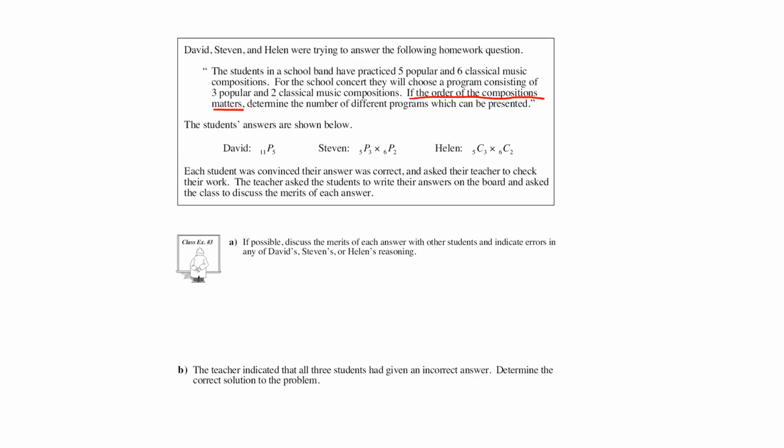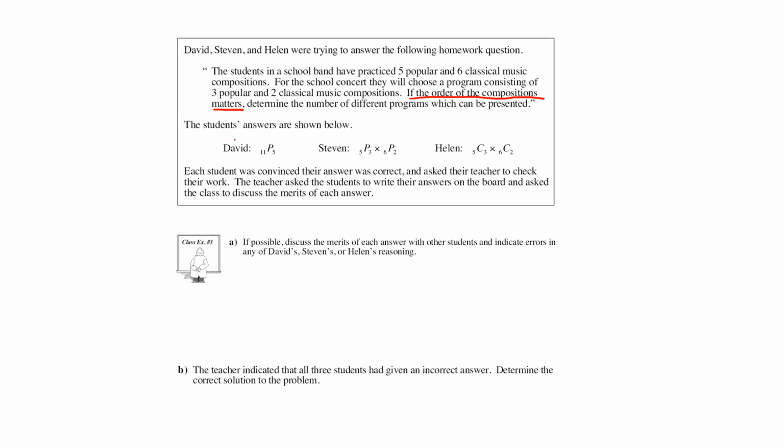So let's file that away. What we're asked to do is evaluate, analyze, and discuss the merits of each of these students, see where they're right and where they're wrong, and then for part B, well, the teacher let the cat out of the bag, all 3 people are wrong. So we do know that, and we have to give a correct solution.